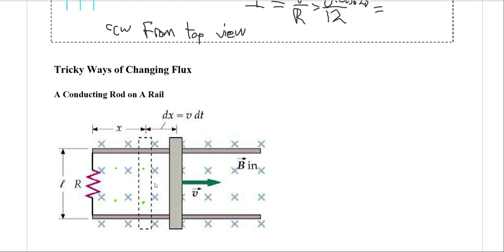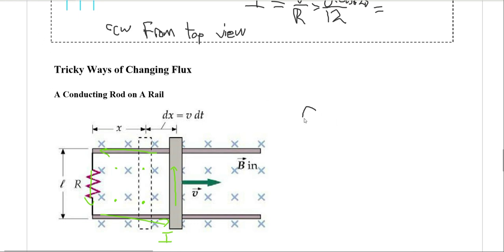And you pick up your right hand and you use your right hand rule. It looks like the current that we're doing here is going to be a counterclockwise current. So that's us using the right hand rule and Lenz's law to determine the direction of our induced current.